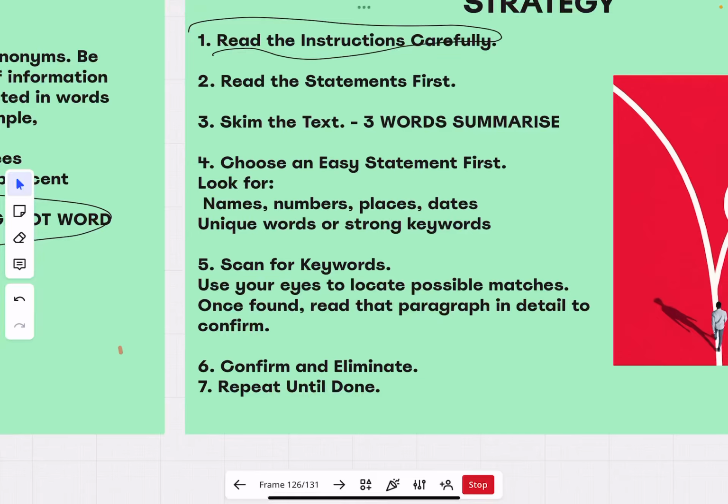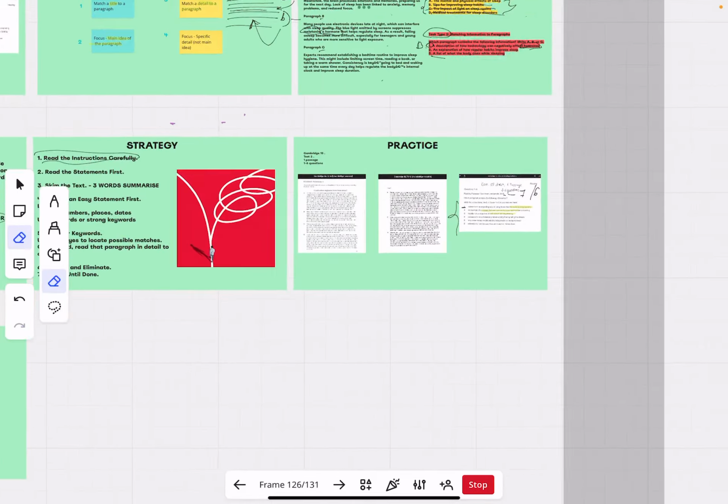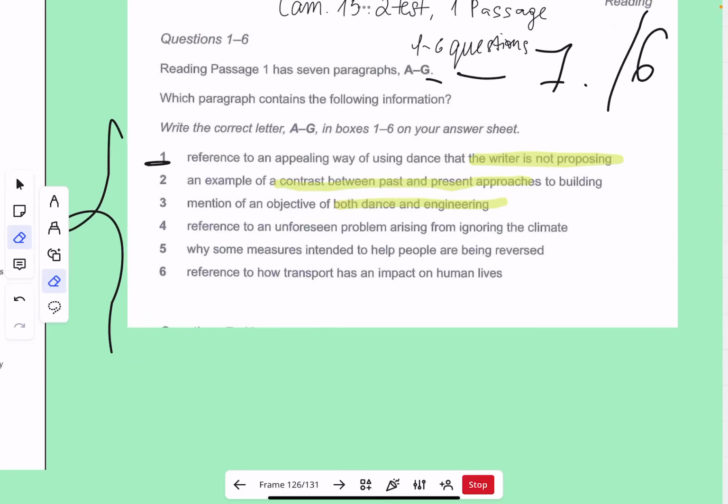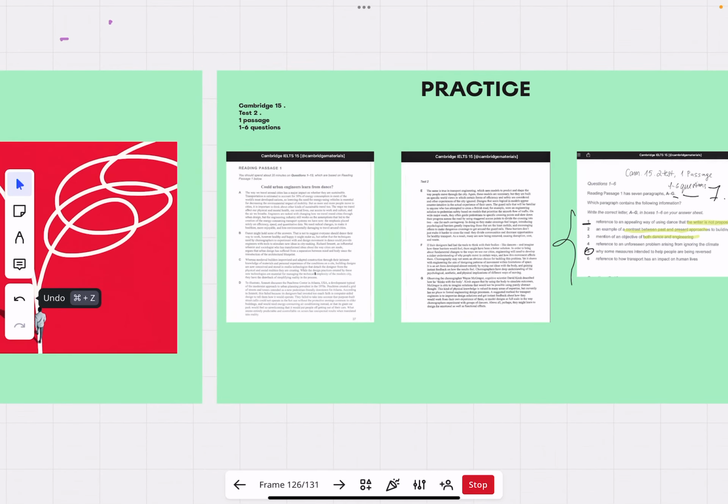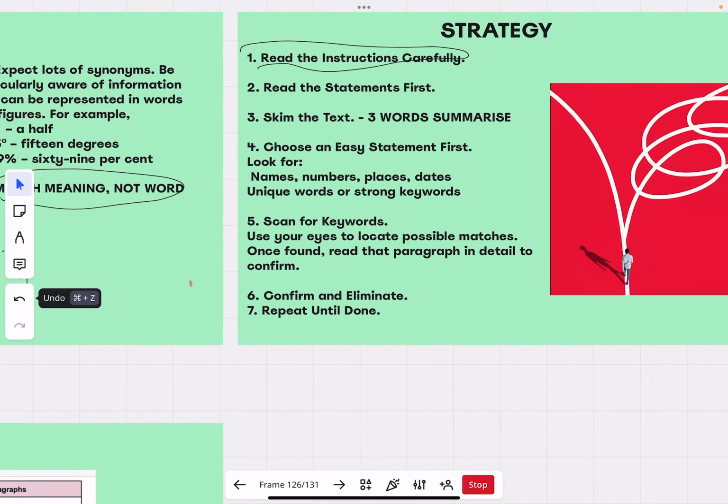Then choose the easy statement first. Do not think, oh my god, I need to start with the first one. It's not like that. Sometimes you may find that one is easier than the first one. So if the fifth one is easy, just start with the fifth one. Do not start with the first one.